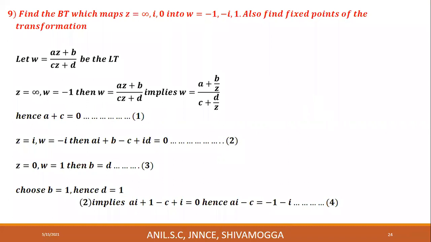I left this problem incomplete in the previous class, right? Ninth one. Find the bilinear transformation which maps z equal to infinity, i, 0 into w equal to -1, -i, 1. Also find the fixed points of the transformation.